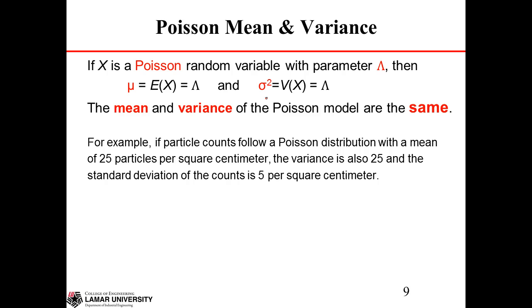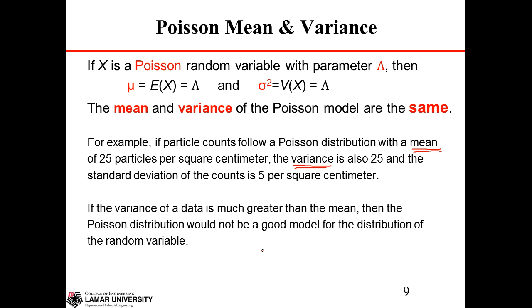For example, if particle counts follow a Poisson distribution with a mean of 25 particles per square centimeter, the variance is also 25, and the standard deviation of counts is 5 per square centimeter. So here, remember, it's the variance and the mean that are the same, not the standard deviation and the mean. The standard deviation is the square root of the mean.